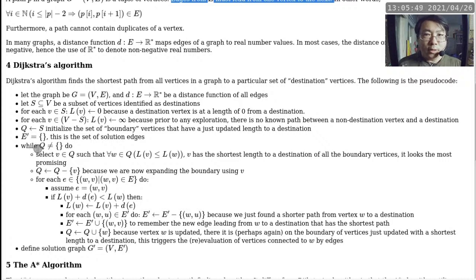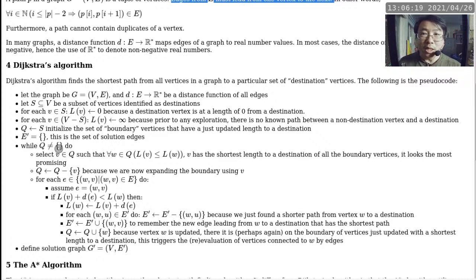When the while loop is done, which means Q is empty. Now, what does it mean when Q is empty? Q is empty when we cannot find a path that is shorter from any vertex to a destination. Well, doesn't that mean whatever we have discovered is the shortest? Yeah. So that kind of makes sense, right? When Q is empty, that means we have already found the shortest path from any vertex to a destination vertex.